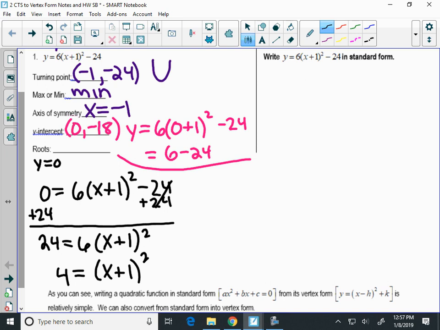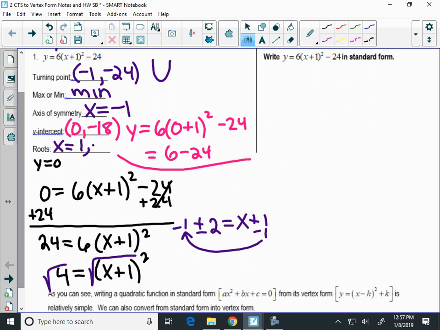Now what's the thing you have to remember when you take the square root here? You have to write a plus or minus. So the square root of 4 is plus or minus 2 equals x plus 1. And then when you subtract the 1, you stick it in front of the plus or minus. Okay, so what would be your x-intercepts? -1 plus 2, which is 1. And -1 minus 2? I know you're all screaming it in your head. -3.